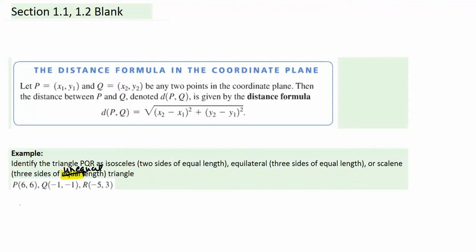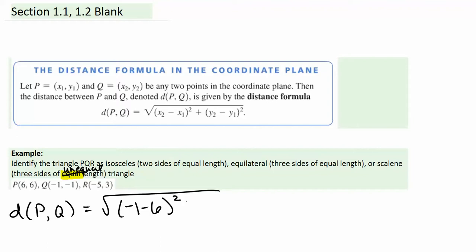So let's find first the distance between P and Q. Let's find the distance between those 2 points. We will do that by taking x2 minus x1 and then squaring it. It doesn't really matter which one you start with. So this will be (-1 - 6) squared plus (y2 - y1), (-1 - 6) squared. So this is the square root of -1 minus 6 is -7 squared is positive 49. Then you have another positive 49.